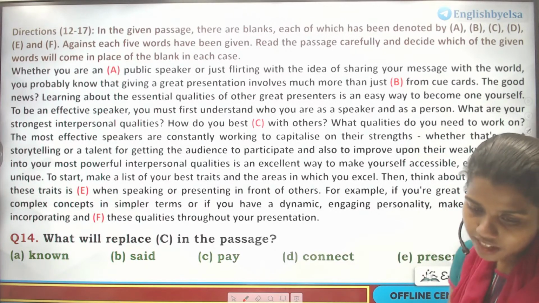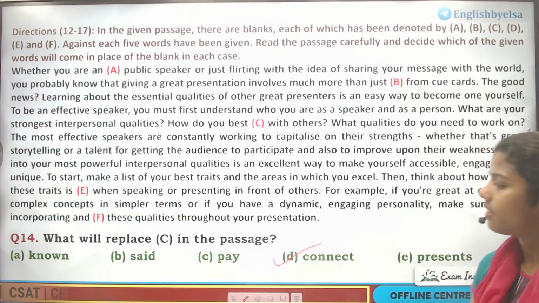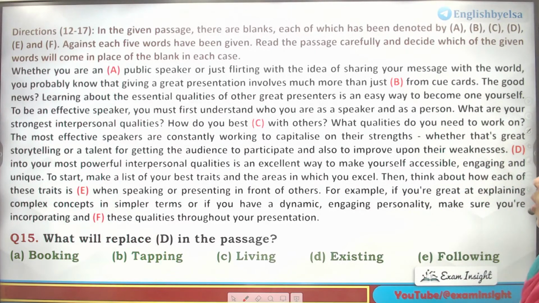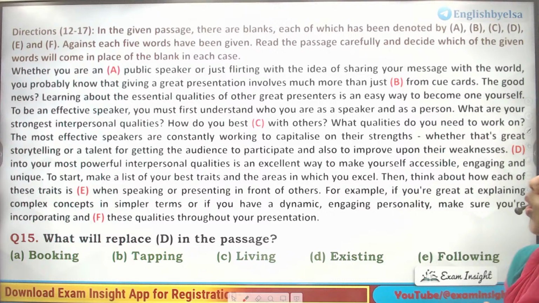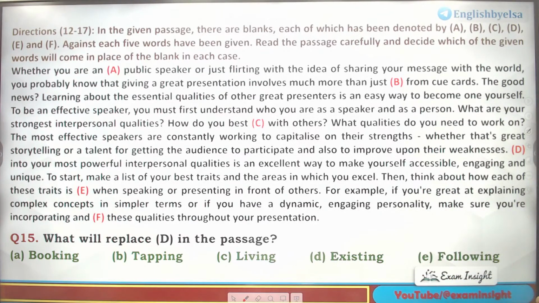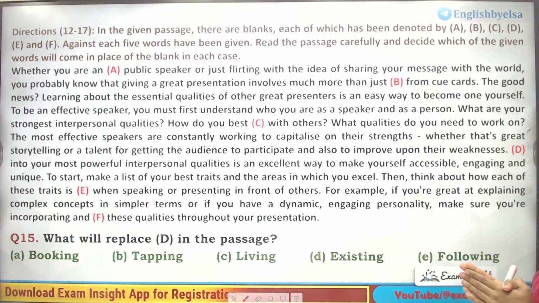What is the possible answer for question number 14? Yes, right. Connect with others. Moving ahead, what qualities do you need to work on? The most effective speakers are constantly working to capitalize on their strengths, whether that's great storytelling or a talent for getting the audience to participate, and also to improve upon their weaknesses. Dash into your most powerful interpersonal qualities is an excellent way to make yourself accessible. Dash into: booking into, tapping into, living into, existing into, following into.